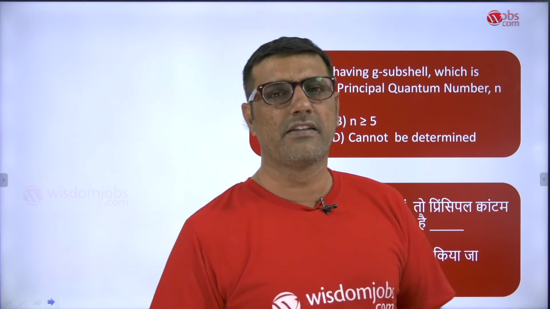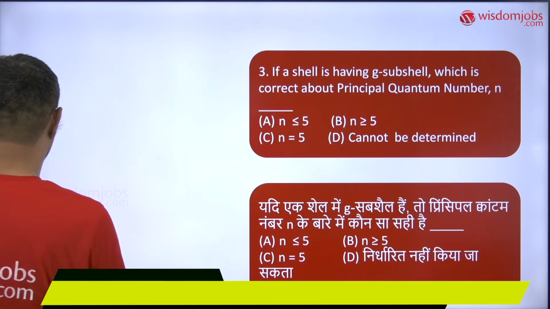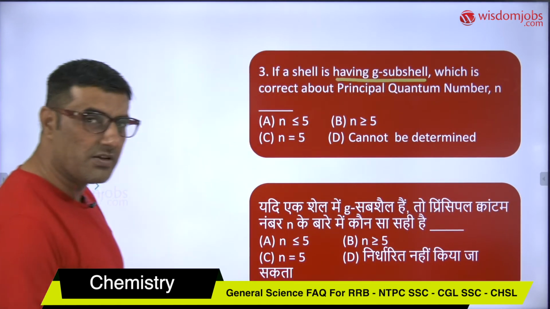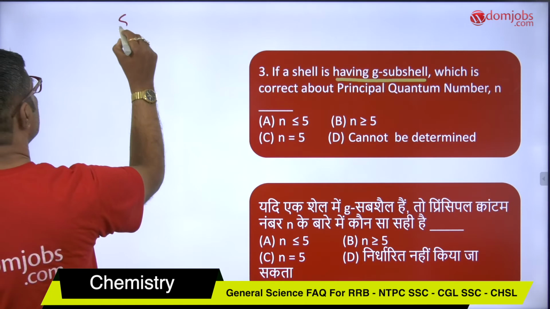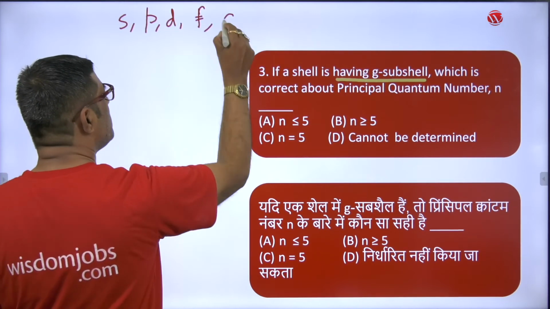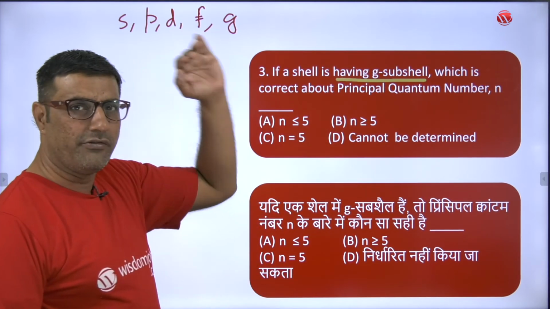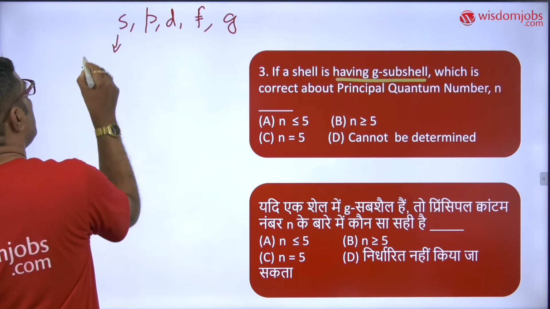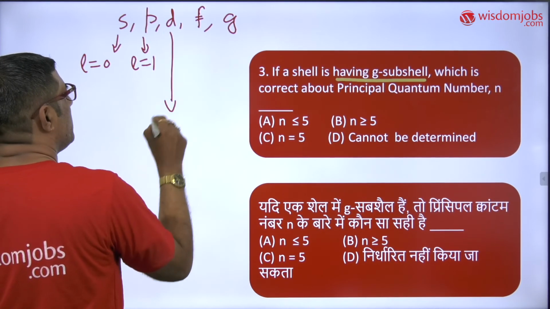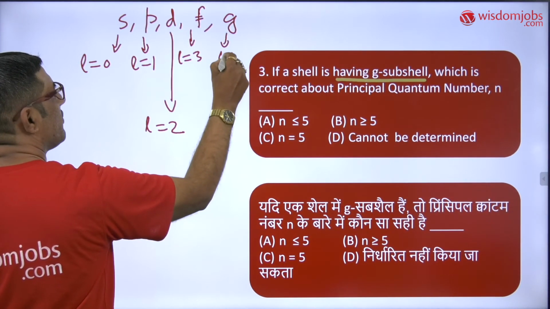Now let us answer this question. The key point here is the g subshell. When does the g subshell come? We have basically s, p, d and f. After f comes g. For s, L equals 0, for p, L equals 1, for d, L equals 2, for f, L equals 3, and for g, L equals 4.